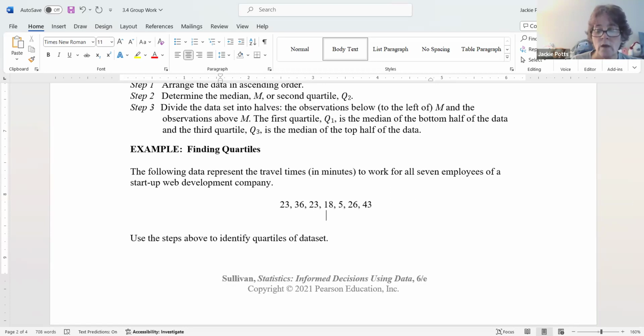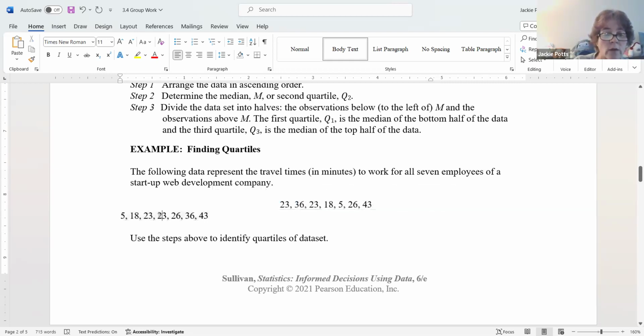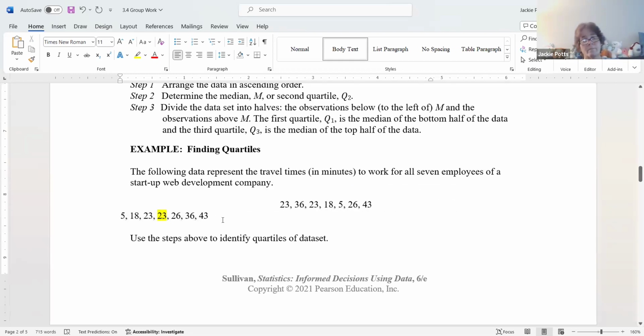So I see 5, 18, 23, 23, 26, 36, 43. Now double check. 5, 18, 23, 23, 26. Yep, okay, I've got it. Now, if I find the median, remember, I count how many pieces there are. There's 7, divide by 2, and then round up. So right there, 23 is my median.